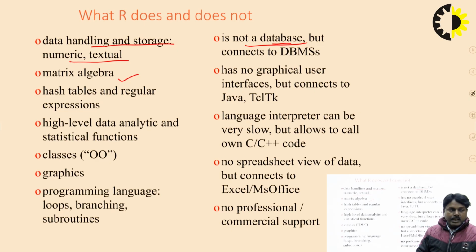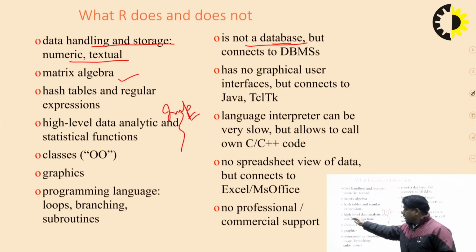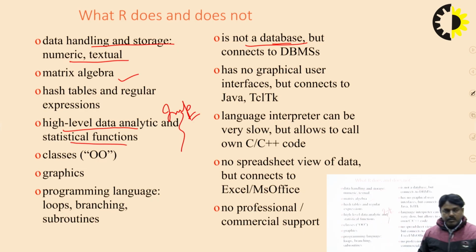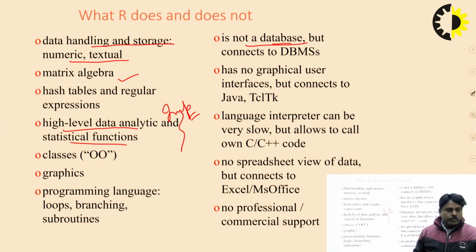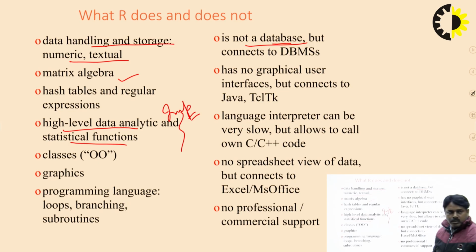Next is high level data analytic and statistical function. This is a very important part. Important why? Because it includes high level data analytics and statistical function. Whenever we are trying to work upon some sort of data to get the report or the graphical representation for that, we have to analyze the data, and that analysis can be done with the help of statistical functions, which are already present in this R programming. That's why it is said here that it is a high level data analytic and statistical function.